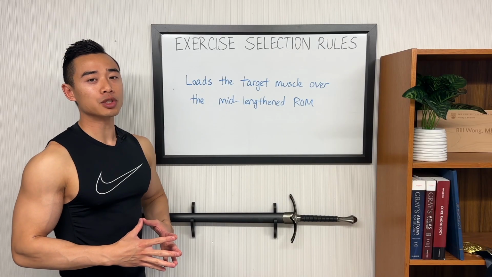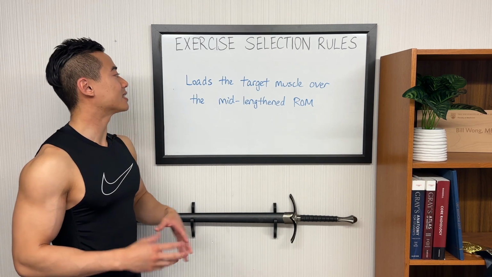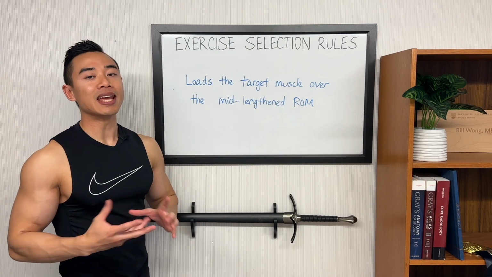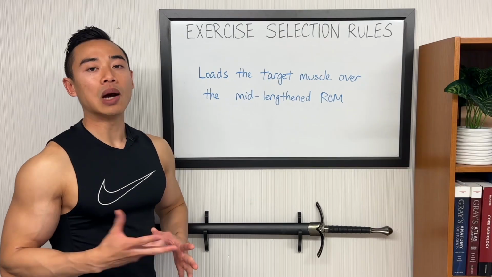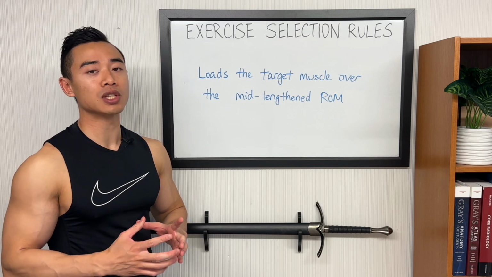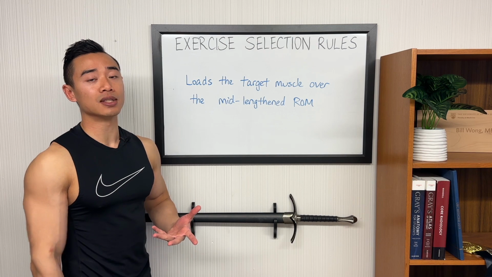Second tip here, when you're trying to choose exercises for optimal muscle growth, you want to choose exercises that load the target muscle over the mid to lengthened range of motion. In general, I would recommend choosing exercises that really get you a full range of motion. However, there is more and more evidence coming out showing that the lengthened part of an exercise is the most important for hypertrophy. That is the end range of motion that causes a stretch.